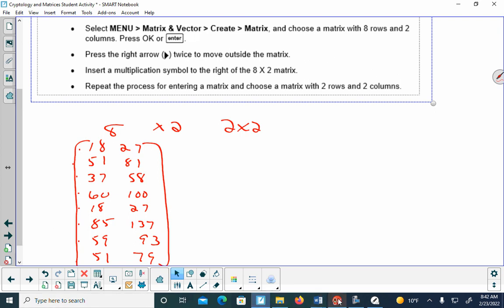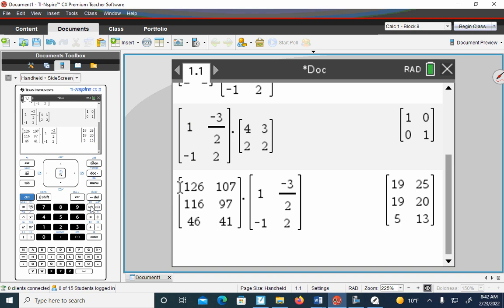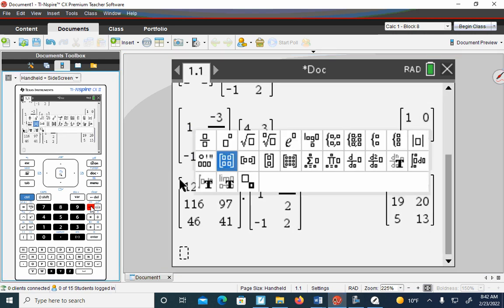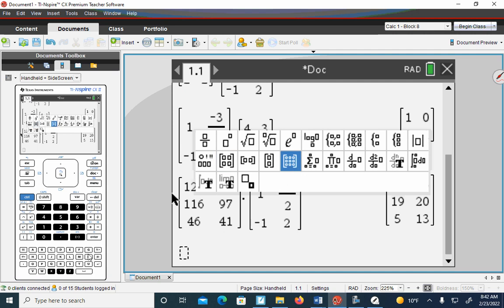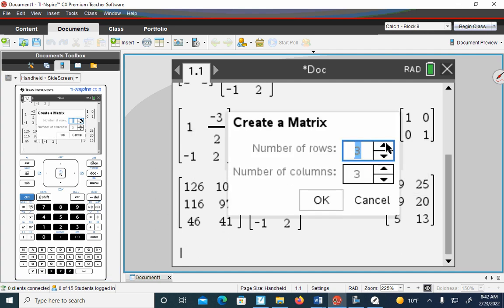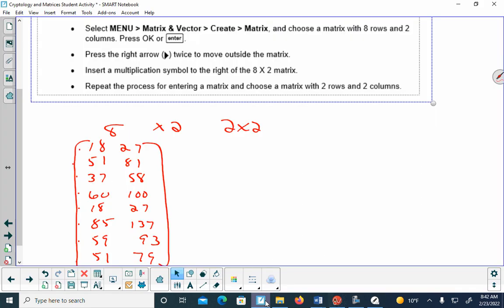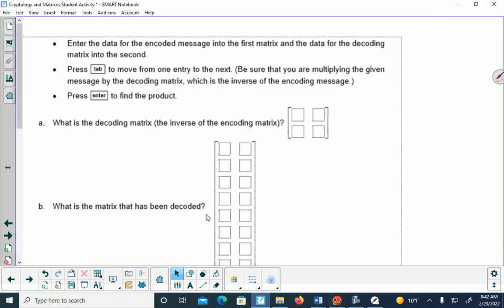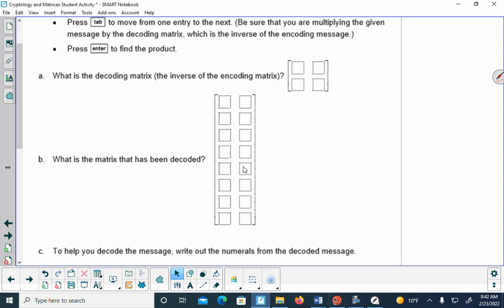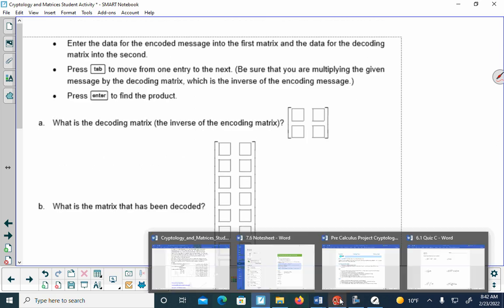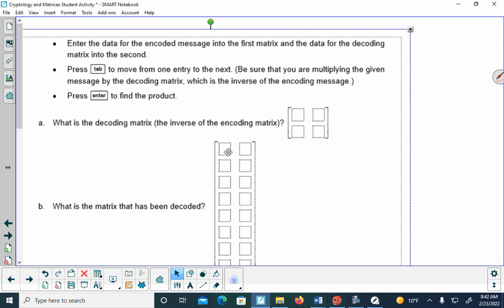So I am going to hit the button here. I'm not following the directions, and I'm going to go here. I'm going to hit enter, and then I want 8 rows, so I'm going to change this to 8. I'm going to change this to 2 columns, and hit OK. Then I'm going to type in those numbers that I just wrote. I should have written them right here. So let's do it now. These are the numbers here.